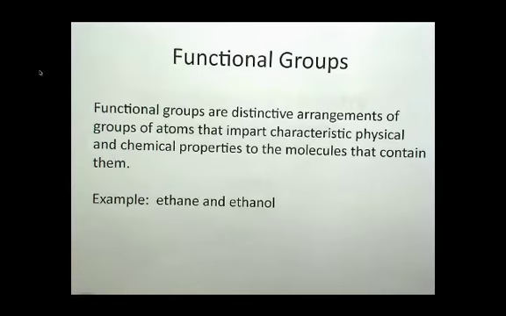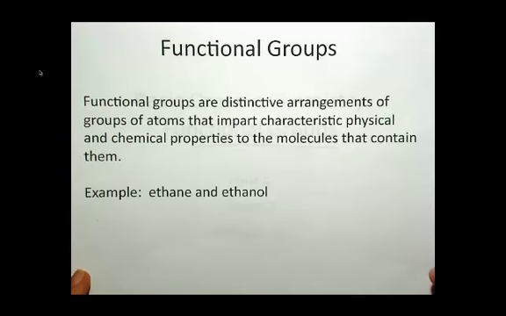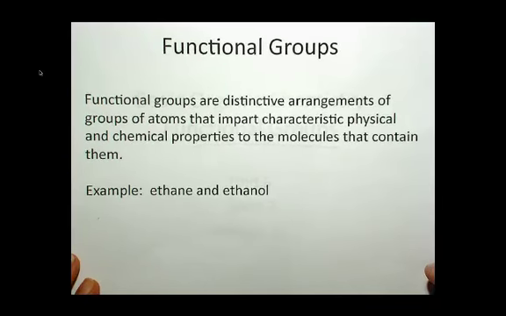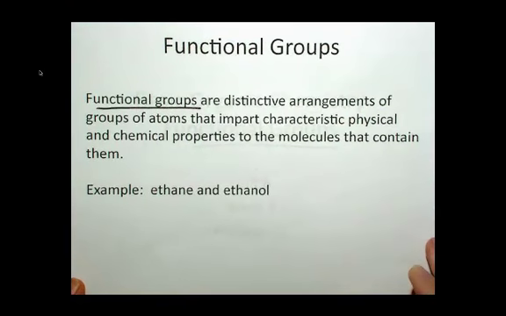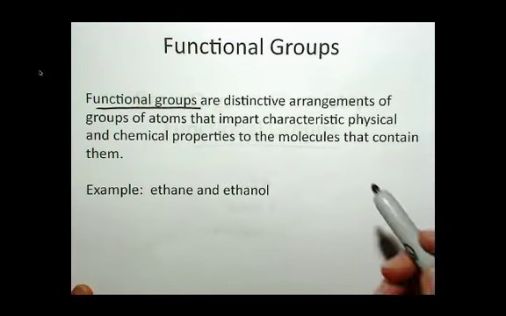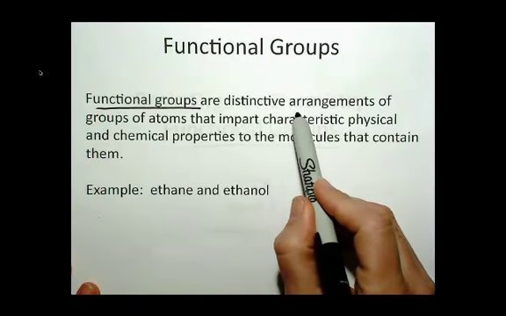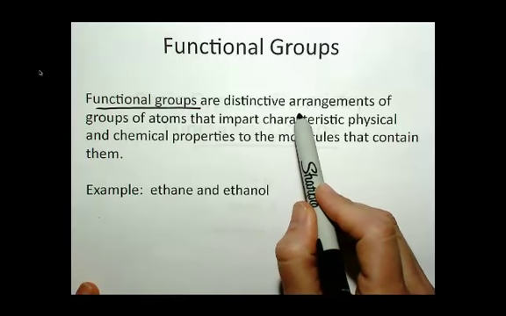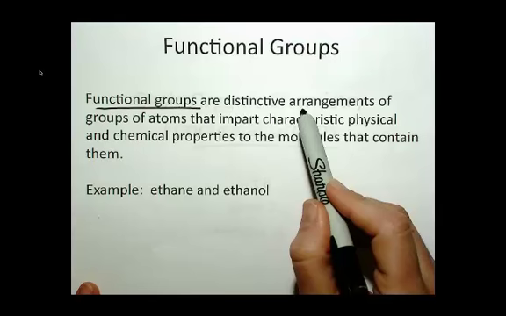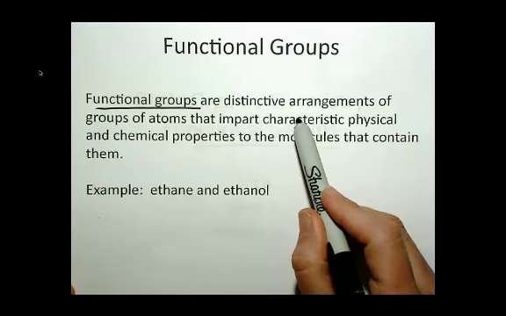Functional groups are distinctive arrangements of groups of atoms that impart characteristic physical and chemical properties to the molecules that contain them. That's the definition of a functional group. What does all that mean? Well, distinctive arrangements of groups of atoms, for example, how oxygen might be bound to the hydrocarbon with a double bond, or just as a single bond with a hydrogen, or with a double bond and another oxygen.